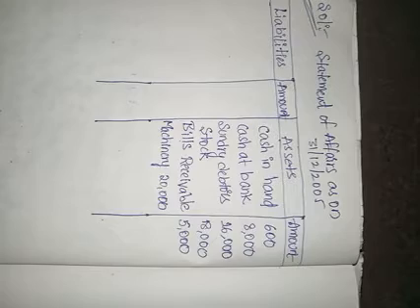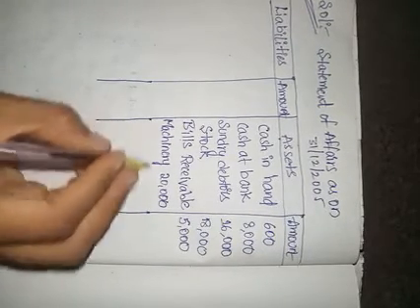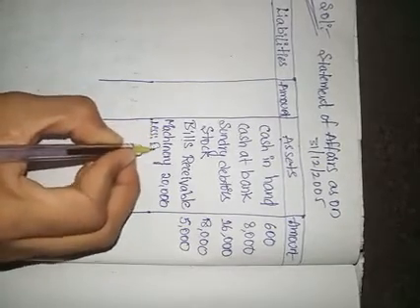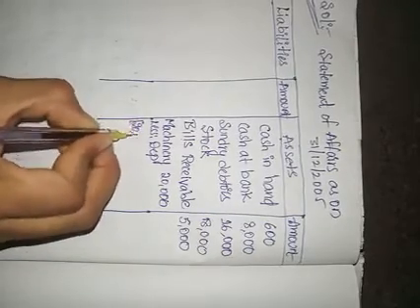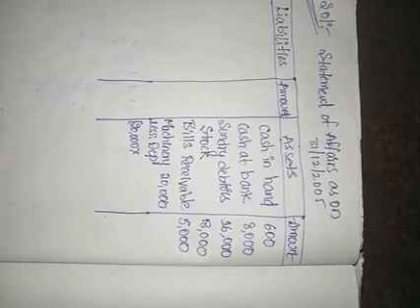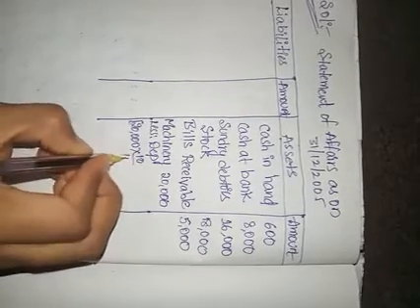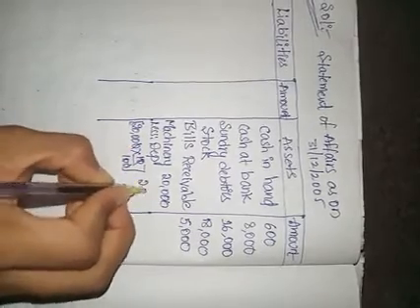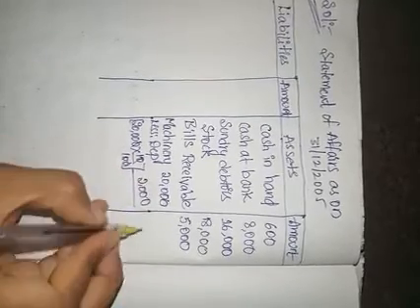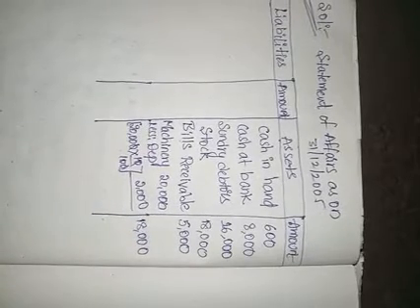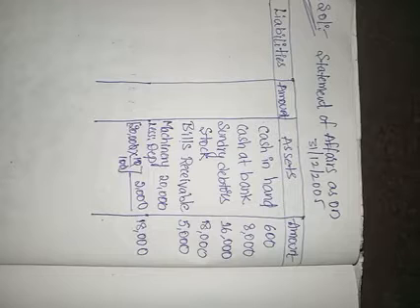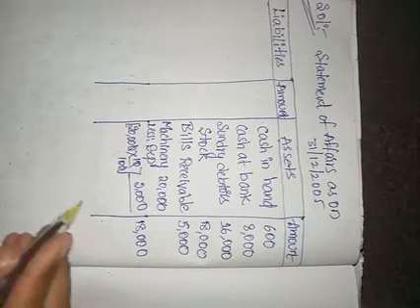On this, we'll calculate the depreciation. The depreciation is deducted from the asset. Next is less depreciation. So how do we calculate it? 20,000 into 10%. 10% means 10/100. So 2,000 is the depreciation. So 20,000 minus 2,000 is 18,000.